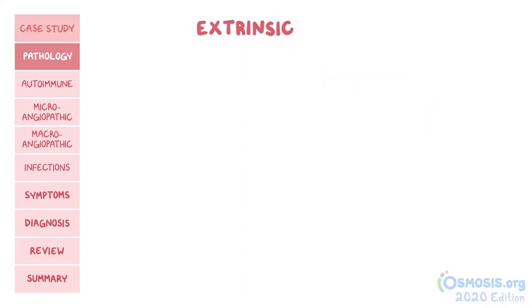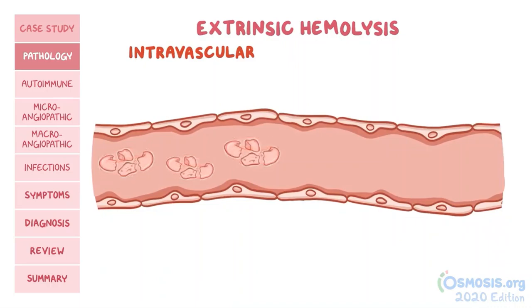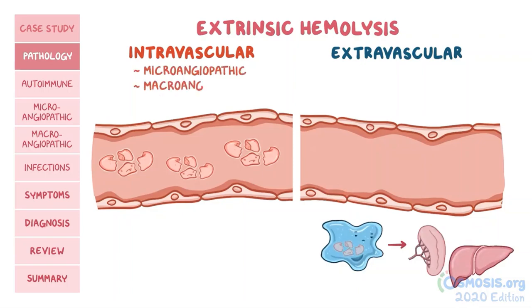Now we can divide extrinsic hemolysis into intravascular, meaning red blood cells are destroyed within the vasculature, or extravascular, meaning that they're removed by macrophages in the spleen and liver. Microangiopathic and macroangiopathic hemolytic anemias are intravascular. Autoimmune hemolytic anemia is usually extravascular, while infections can cause both intravascular and extravascular.